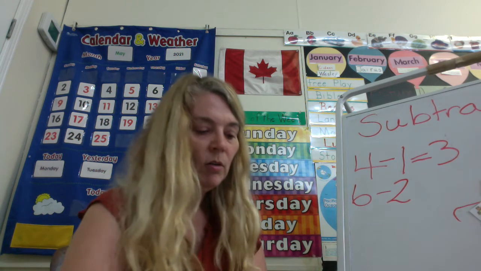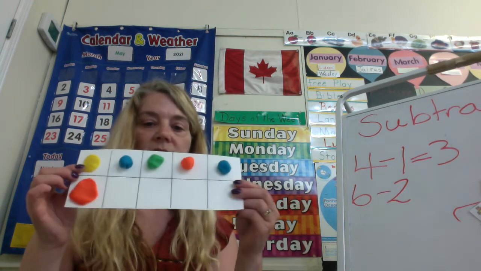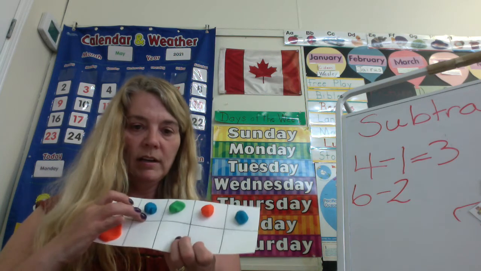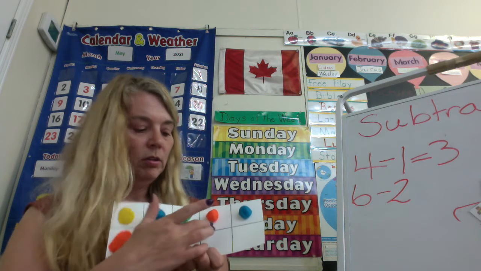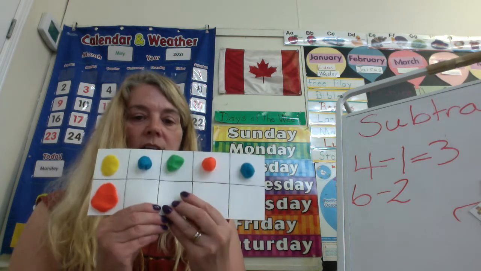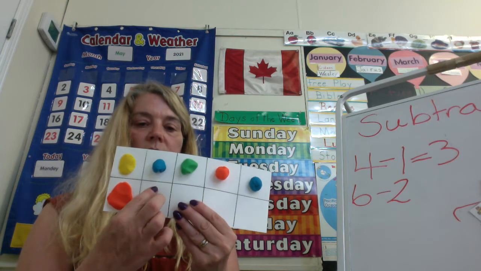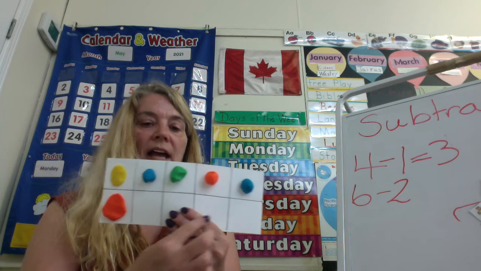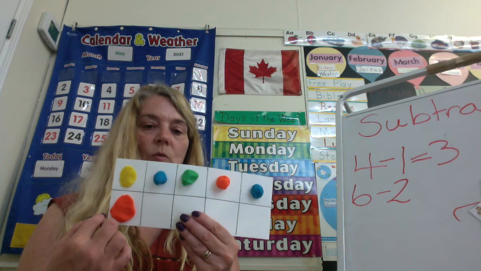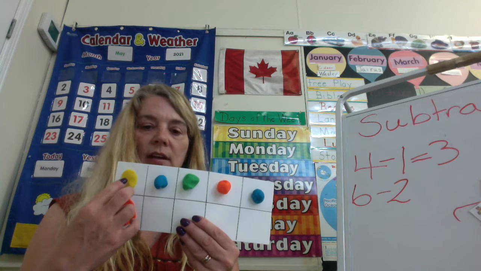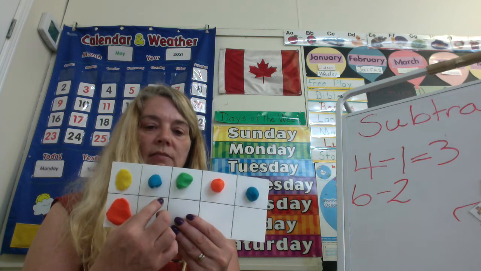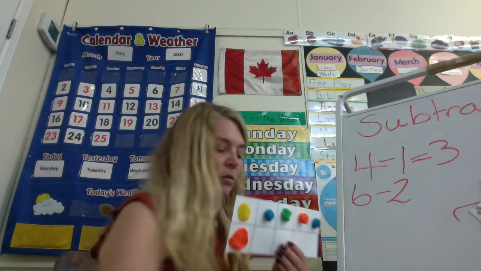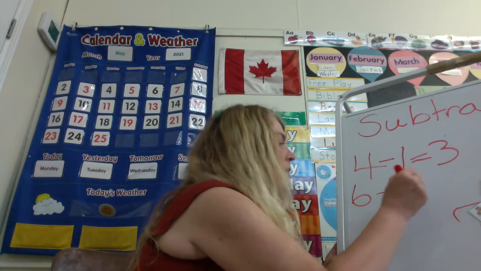And how many round balls do we have left that aren't flattened? 1, 2, 3, 4. Can you see that? How many round balls are left? 1, 2, 3, 4. We had 6, we squashed 2, or we took them away, and now we have 4 left. So 6, take away 2, equals 4.